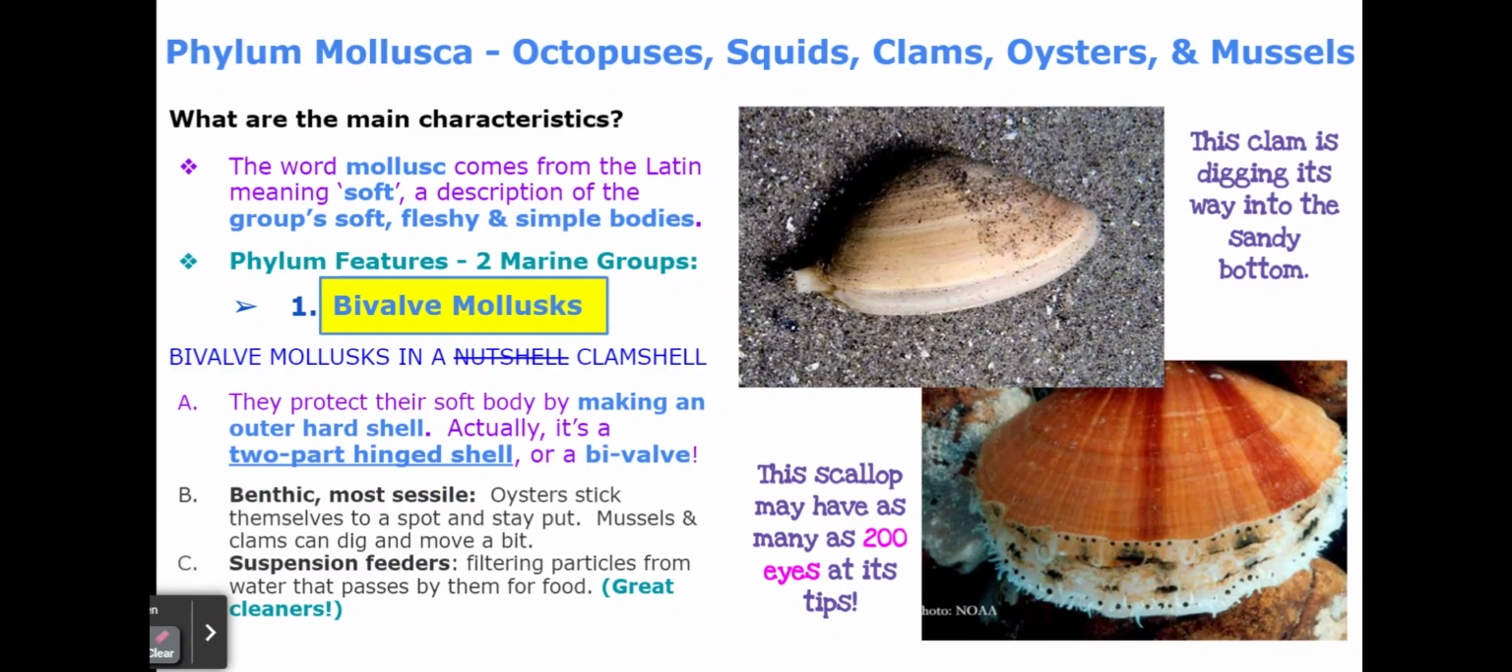Let's go to the phylum Mollusca. In the phylum Mollusca, we have octopuses, squids, clams, oysters, and mussels. What are the characteristics? The word mollusk comes from the Latin meaning soft, a good description of the group's soft, fleshy, and simple bodies.